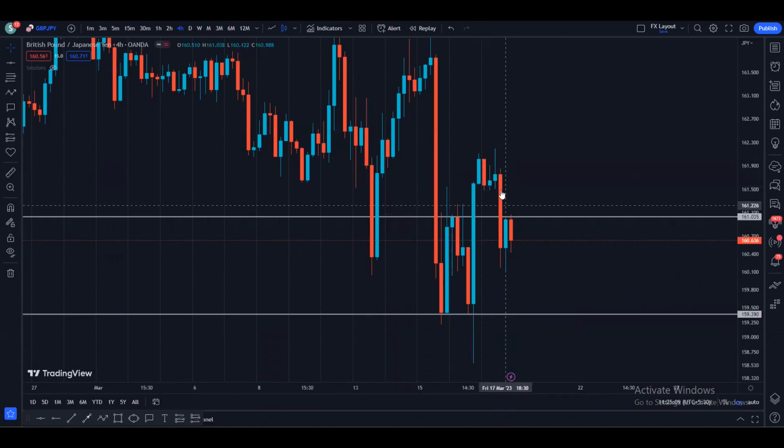Then we broke the support, and the candle closed back into the range. As I mentioned earlier, once we close back into the range, it becomes a pretty high probability for the price to fill the whole range. So we anticipate the price to come down to this area and retest this support.